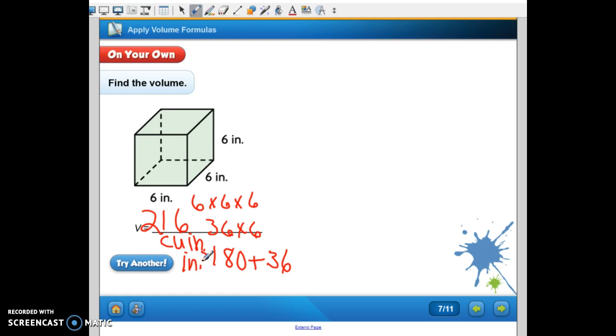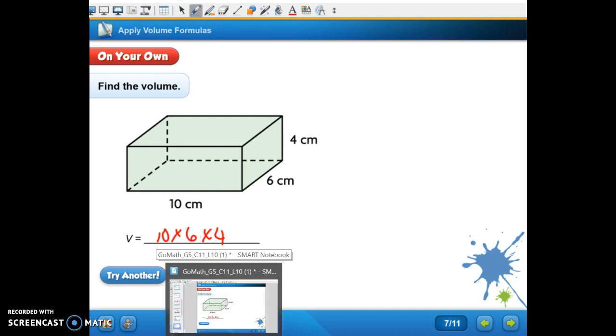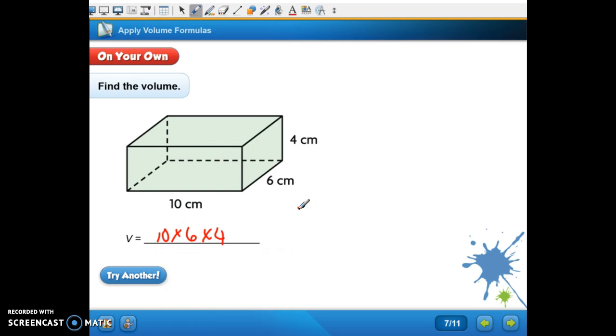Okay. Let's try another one. This is number 5. So we have 10 times 6 times 4. There we go. So 10 times 6 is 60. Times 4. 4 times 6 is 24. So we bring down our 0 and we have 240 centimeters cubed.